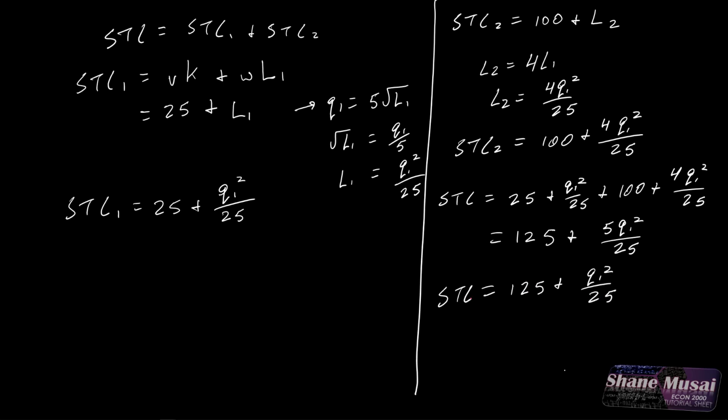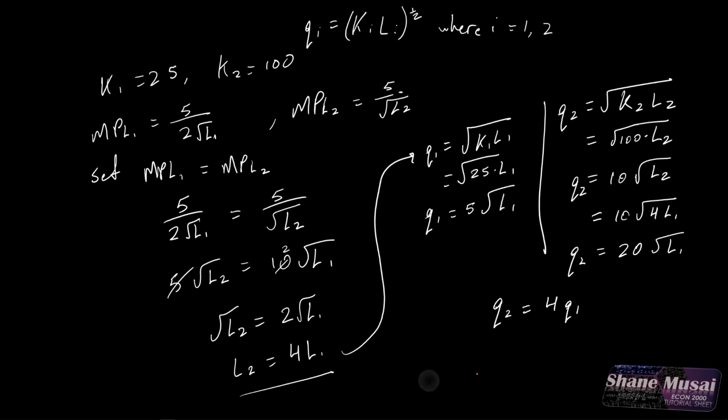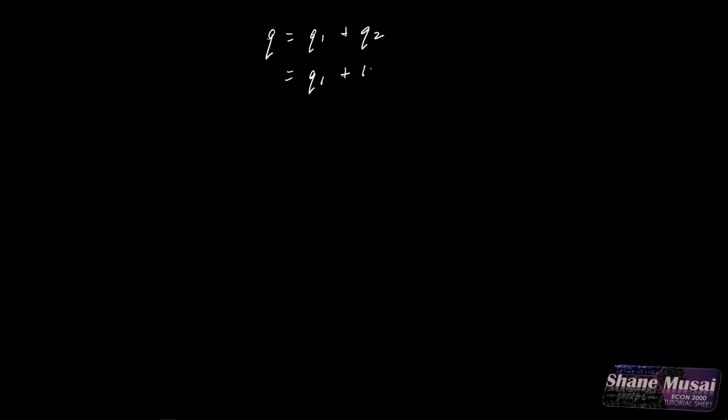But this short-run total cost is in terms of Q1. We want to put it in terms of some value Q that would represent the output for both firms. The total output, Q, would be the output from firm 1 plus the output from firm 2. And we know that for firm 2, Q2 is equal to 4Q1, which we saw here. So therefore, Q is equal to Q1 plus 4Q1, which is equal to 5Q1. Therefore, we can say that Q1 is equal to Q divided by 5.